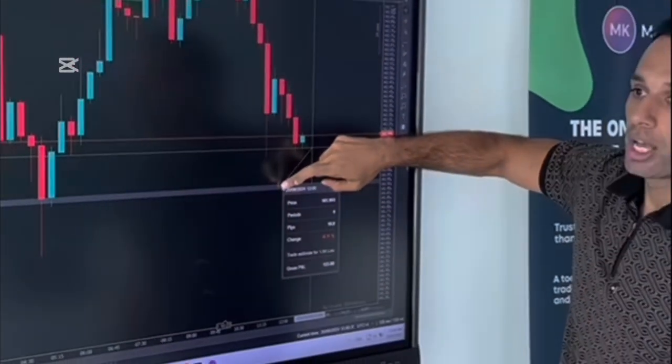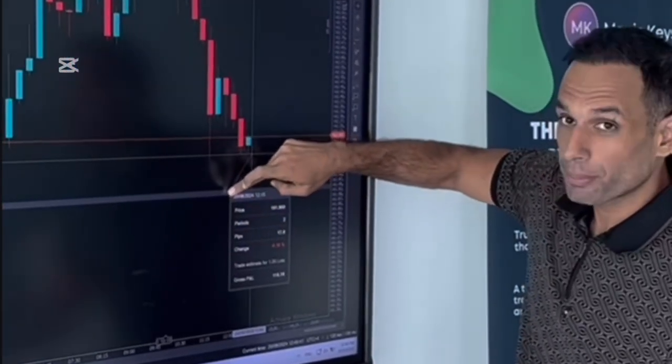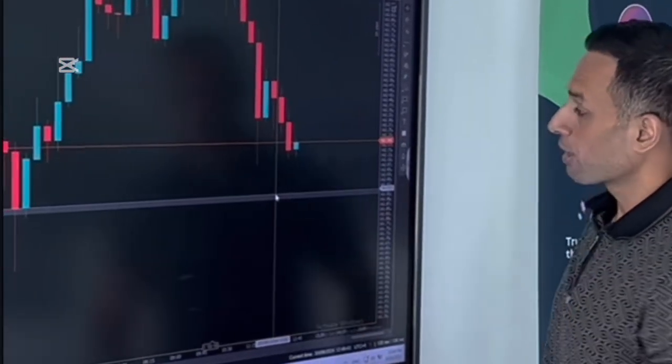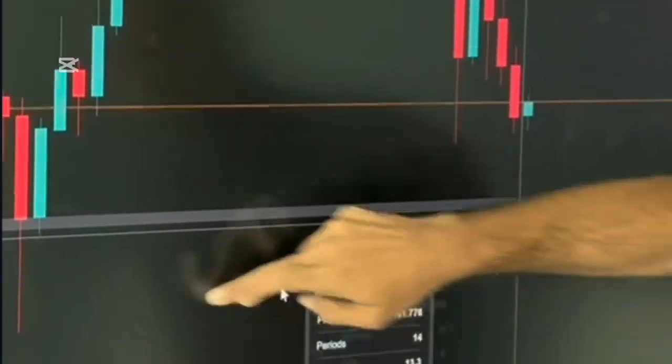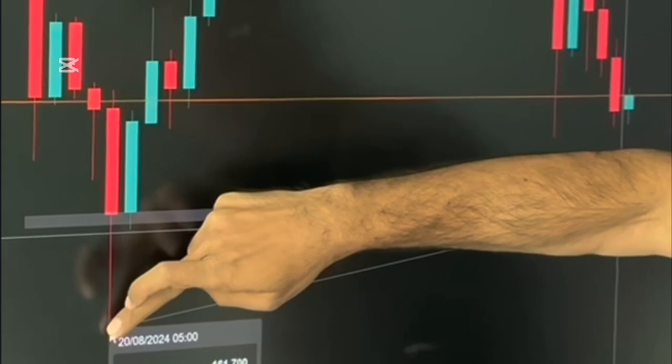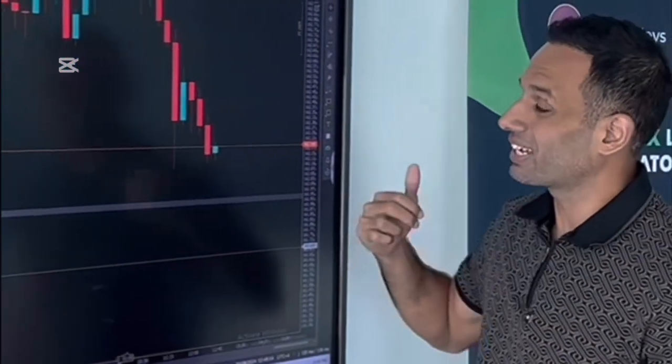So what are you going to do? Are you going to take a sell once we break below this wick for an 18 pip range? Or are you going to wait for price to break below this main support for a range of around 20 to 23 pips? So this is the decision you've got to make.